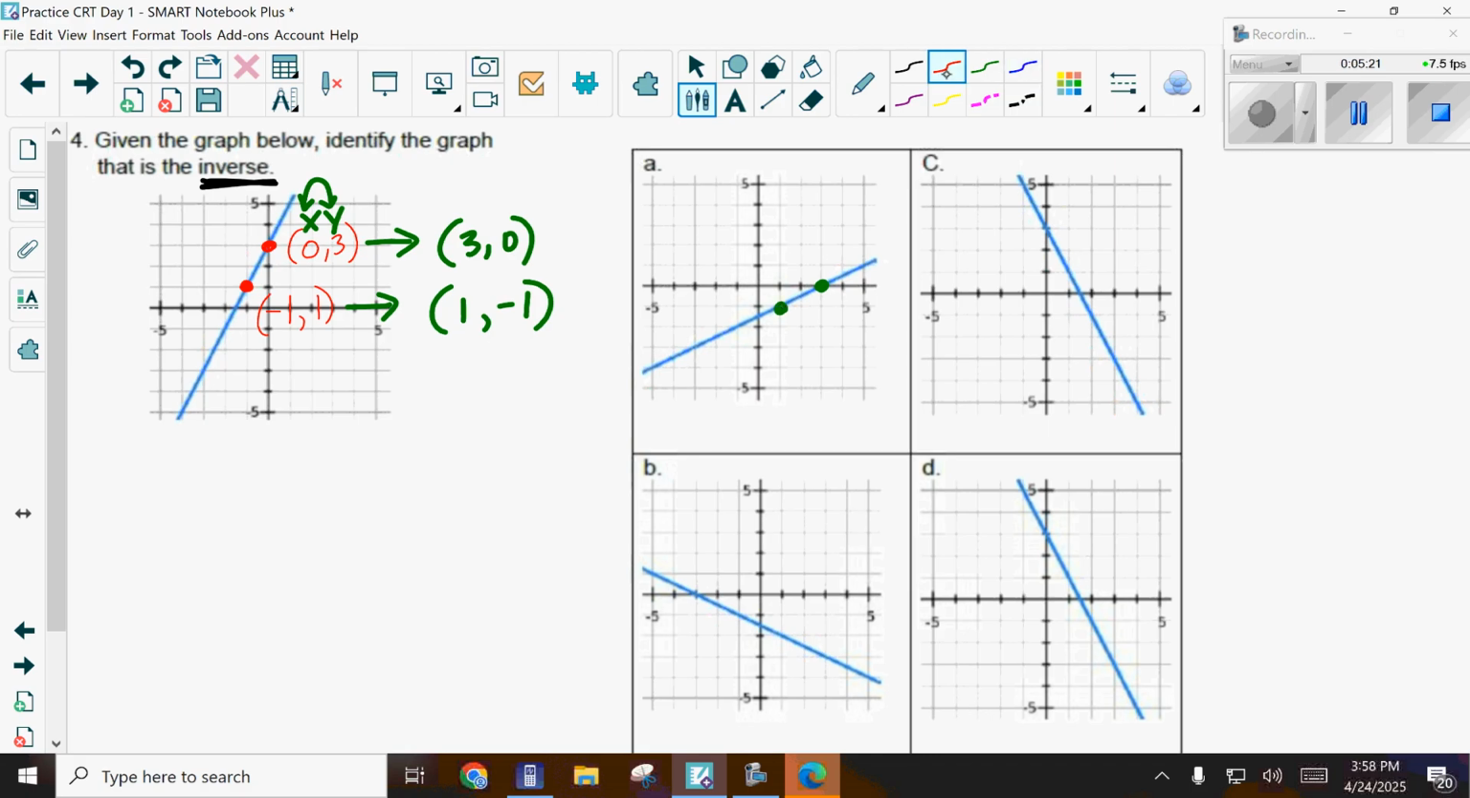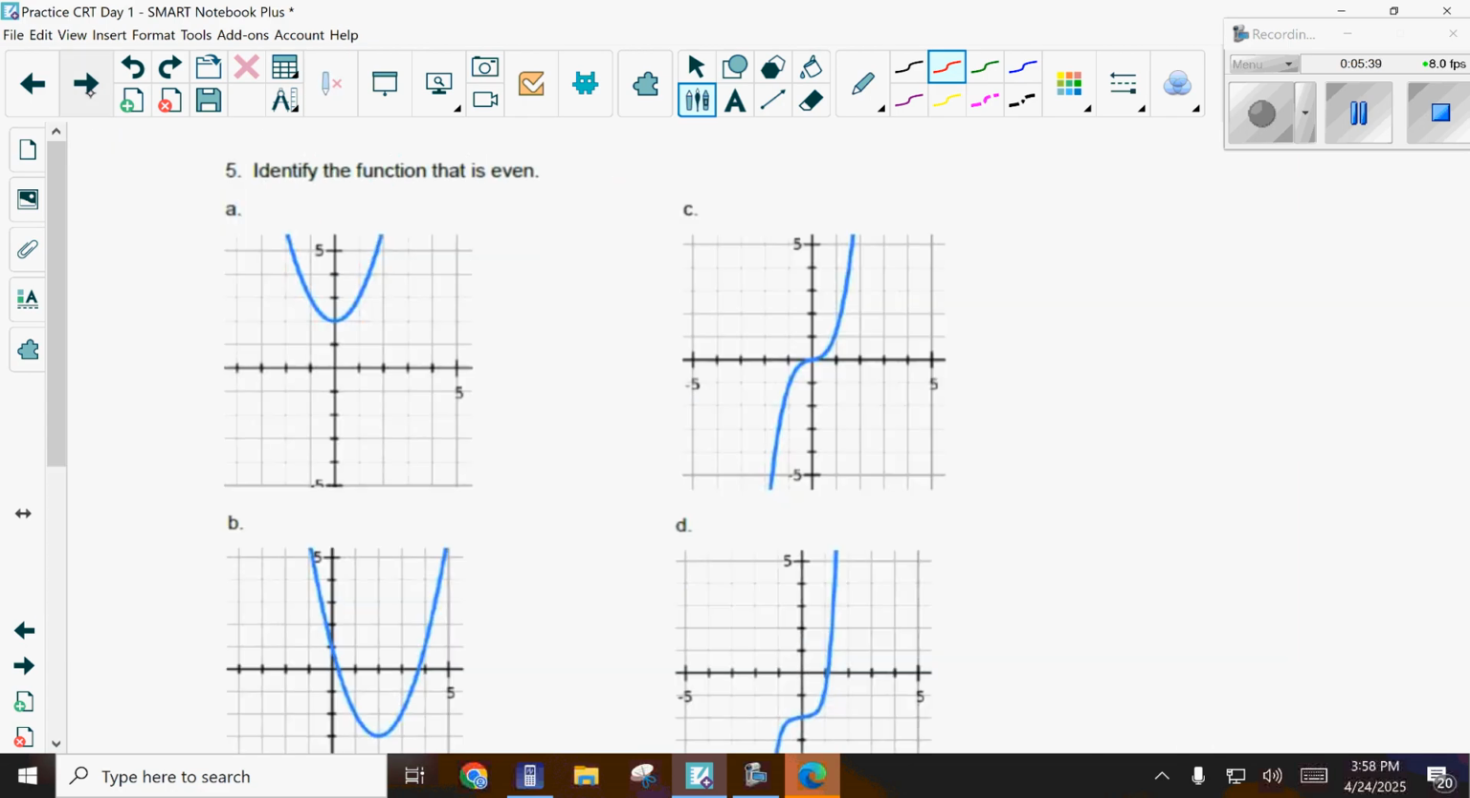Let me just show you the other graphs. Positive 3, 0. 1, 2, 3. This doesn't even touch. Positive 3, 0 down here. That doesn't even touch. And then positive 3, 0 over here. That doesn't even touch. So even just by elimination, the correct answer has to be choice A for number 4.